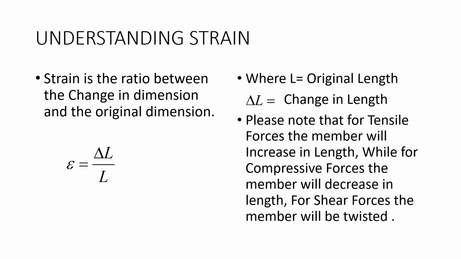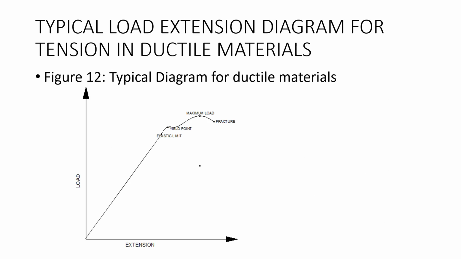So the strain is the ratio between the change in dimension and the original dimension, where L is the original length and delta L is the change in length. Please note that for tensile forces, the members will increase in length, while for compressive forces, the members will decrease in length. For shear forces, it will be twisted.